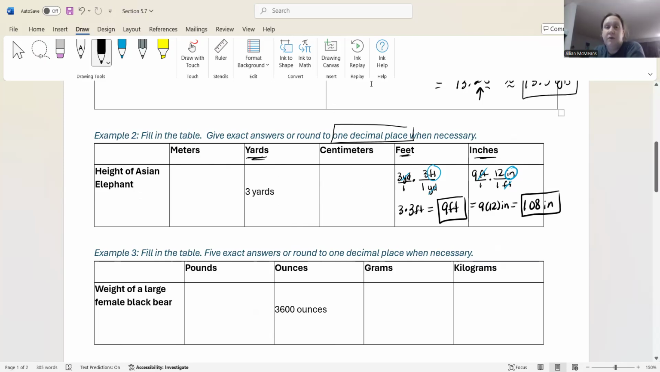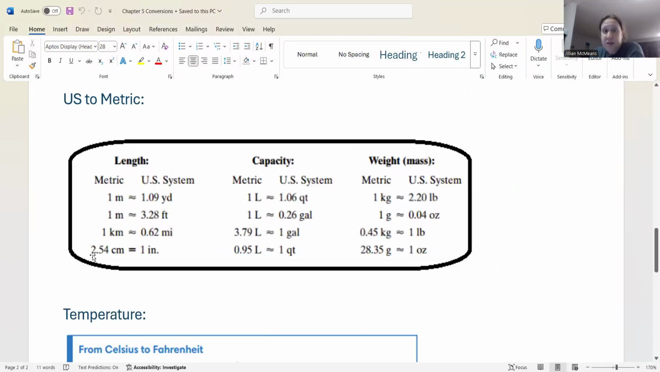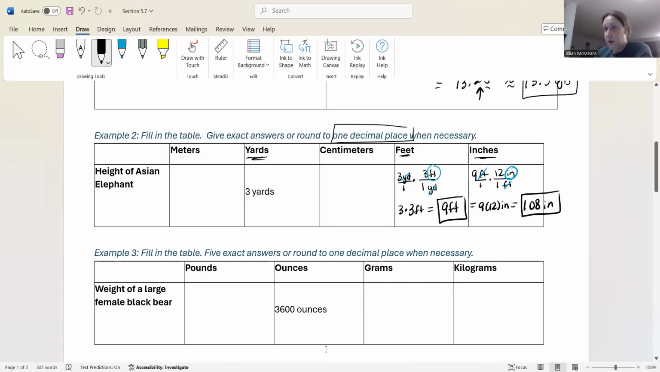So let's go to our conversion sheet. Now I just happen to remember feet and inches, and I also do happen to remember inches and centimeters, but I want to show you where to find it. So if we go to our conversion sheet again, we're going to go to the US to metric part, and we want to go to length. And if you see here, 2.54 centimeters is exactly 1 inch. So 2.54 centimeters for every inch, okay? So when I go to convert from inches to centimeters, it's going to be another exact.